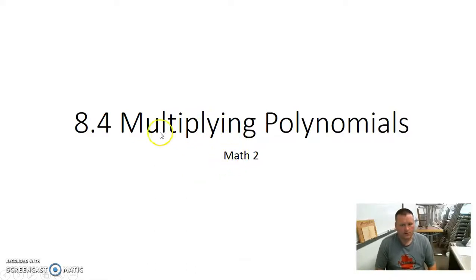Hello again. We've got 8.4, multiplying polynomials. This is the last part in Unit 8. So yeah, we're going to do everything multiplying here. We did adding and subtracting. Now we're looking at multiplying.